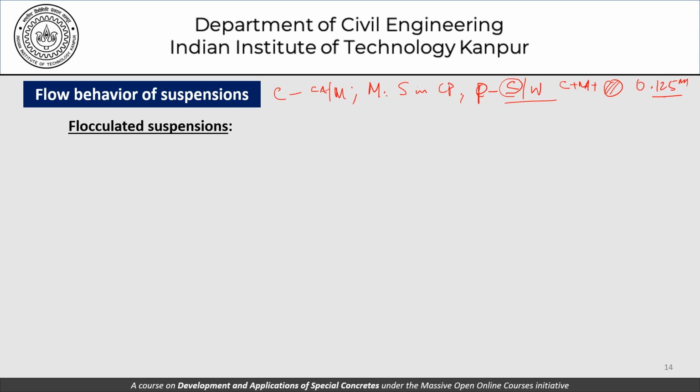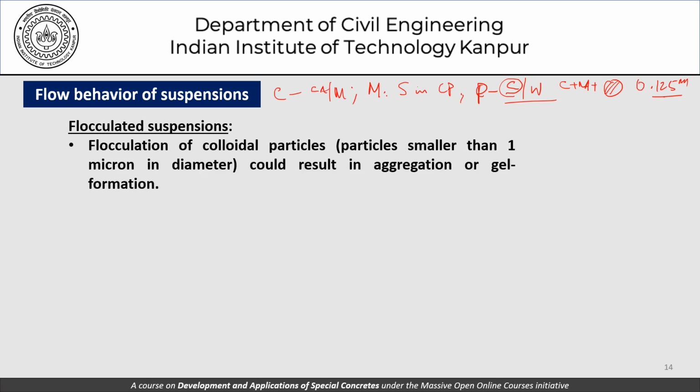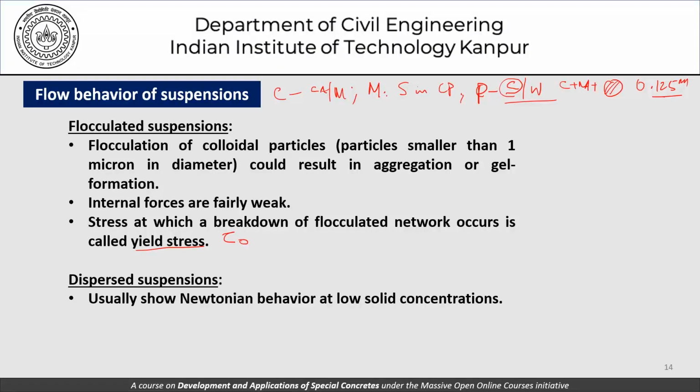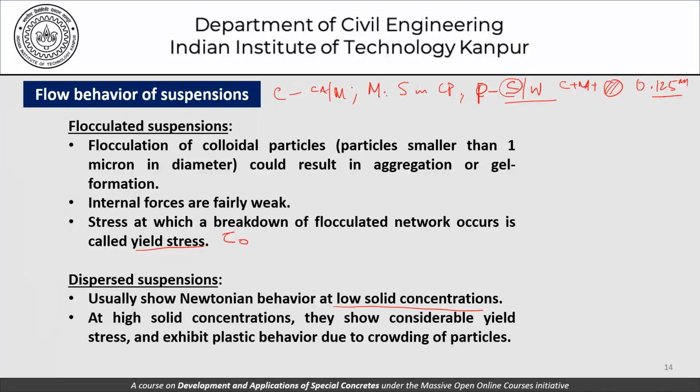So there are two types of suspensions that we talk about. One is flocculated suspensions, and there we talk in terms of flocculation of colloidal particles, that is particles less than 1 micron in diameter that could result in aggregation or gel formation. Internal forces are weak, and the stress at which a breakdown of the flocculated network occurs is called the yield stress. So this is the tau naught that we talked about in the previous picture. When it comes to dispersed suspensions, as against flocculated suspensions, they usually show Newtonian behavior at low solids concentration, and at high solids concentration they show considerable yield stress and exhibit plastic behavior due to crowding of particles.